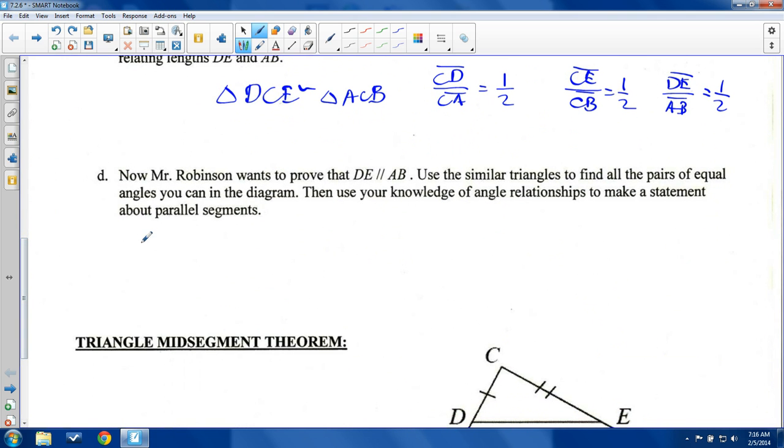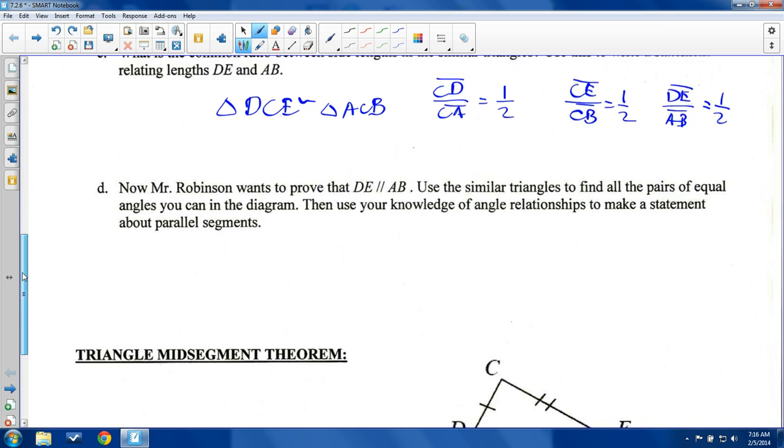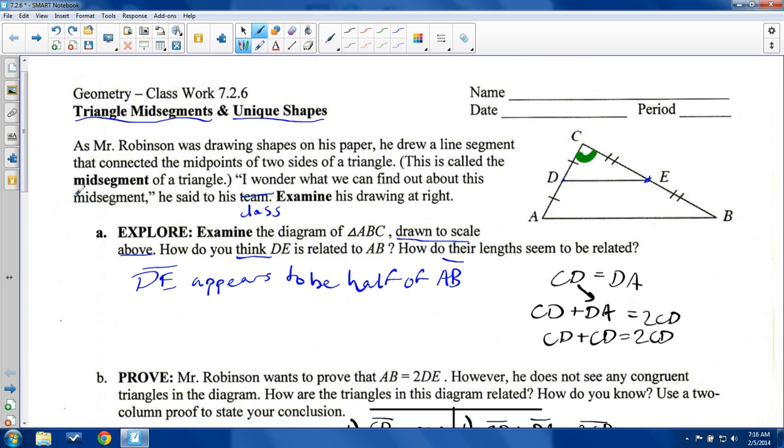Okay, now Mr. Robinson wants to prove that DE is parallel to AB. Use the similar triangles to find all pairs of equal angles you can in the diagram. Then use your knowledge of angle relationships to make a statement about parallel segments. So I want you to remember one thing about similar triangles, and that's that you can prove them similar by angle. We couldn't here. We could only use one angle. But if triangles are similar, if they can be proven similar by angle, then that means in similarity conjectures, they do have all the same angles anyway. So I want to correspond to them still.